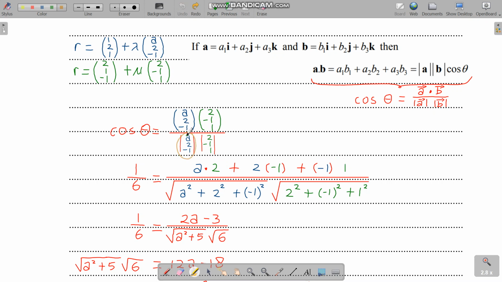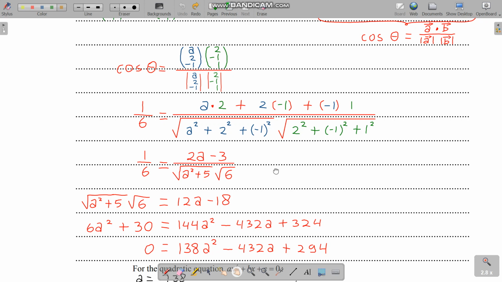For the magnitudes, we use the square root of the sum of the squares of each component. So a squared, 2 squared, minus 1 squared, add everything. Same thing for the other magnitude. And from here, we simplify. So this is 2a, this is minus 2, this is minus 2 minus 1, so we get minus 3. And from here we get 4 plus 1, which is 5, so a squared plus 5. And from here we get 4, 1, 1, so that is root 6.